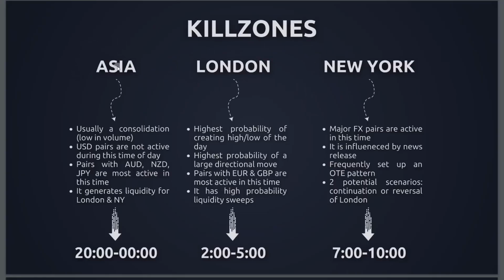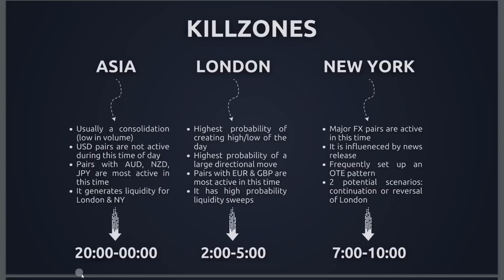This is a consolidation. So some of the characteristics for the Asia kill zone is that it's usually a consolidation or ranging or accumulation. Basically, it's low in volume. USD pairs and also Euro and Pound are not active during this time of the day. But pairs with Australian dollar, New Zealand dollar, Japanese yen are most active in this time. It generates liquidity for London and New York. So it's like sacrificing for London and New York to have expansion. Basically, we would be having ranging market here, expansion and expansion, or sometimes reversal here.